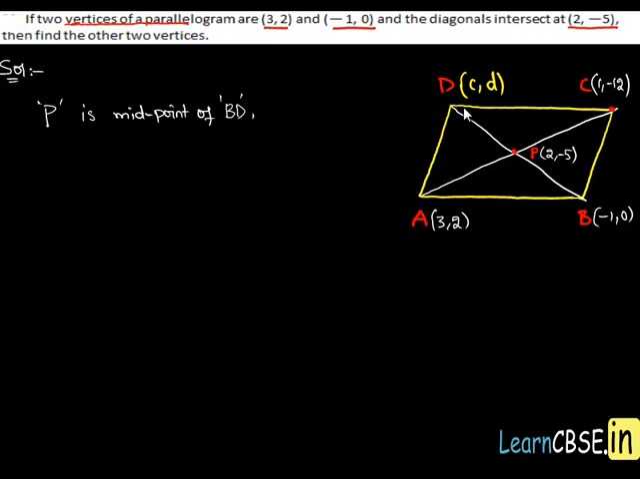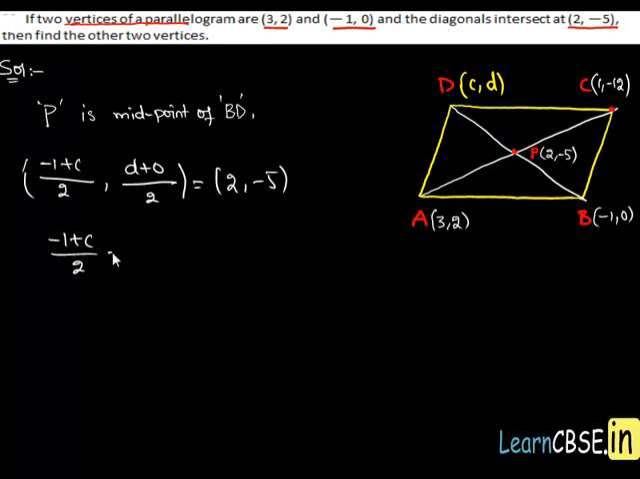Here P is also the midpoint of diagonal BD. Then the midpoint of diagonal BD is the sum of x coordinates divided by 2, which is (-1 plus c) upon 2, and the sum of y coordinates divided by 2, which is (d plus 0) divided by 2. It is equal to the coordinates of P, which is (2, -5). Here we equate their respective coordinates. We have (-1 plus c) upon 2 is equal to 2. By equating y coordinates, we have d upon 2 is equal to -5.